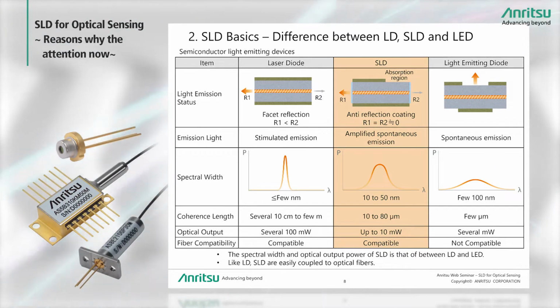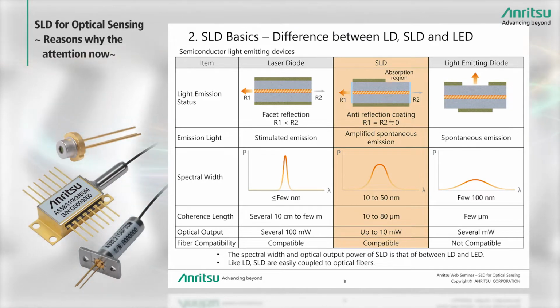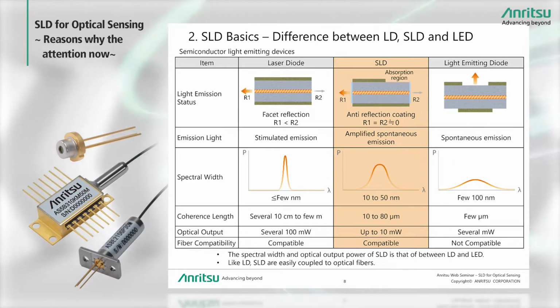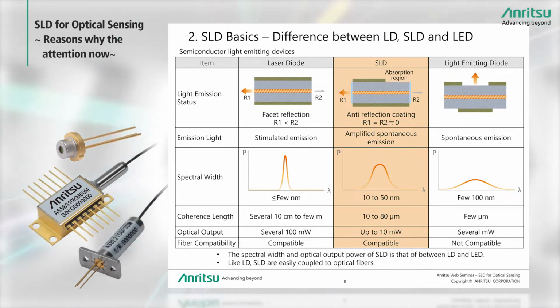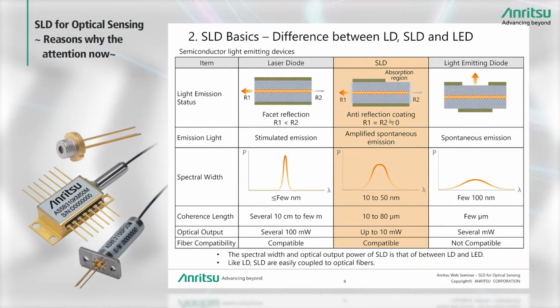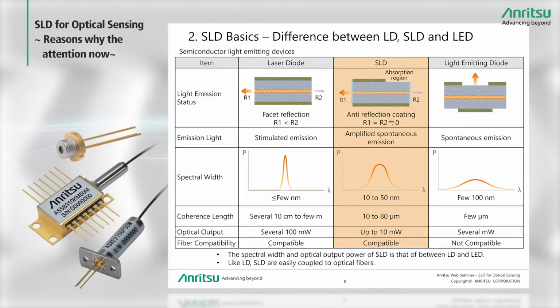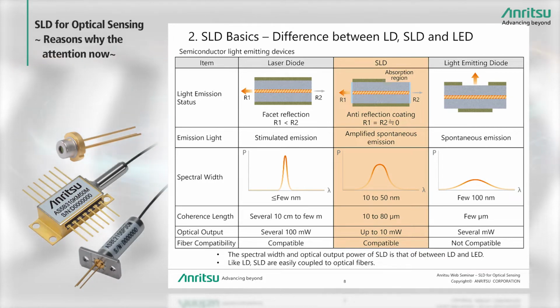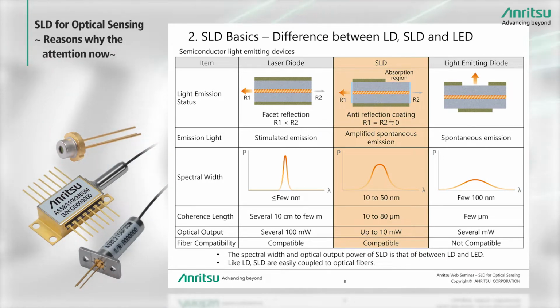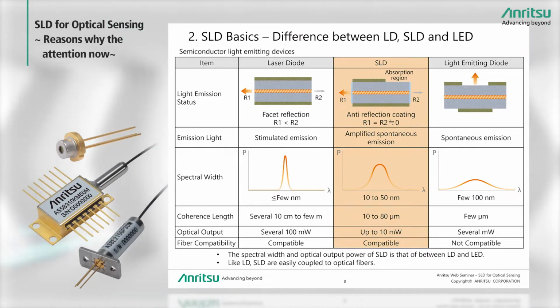The LD spectral width is quite narrow, less than a few nanometers. As explained later, the coherence length due to the spectral width ranges from several tens of centimeters to a few meters, and this optical signal is easily affected by interference. The optical output power is a few hundred milliwatts, and the output facets of the device can be easily coupled via a lens to optical fiber.